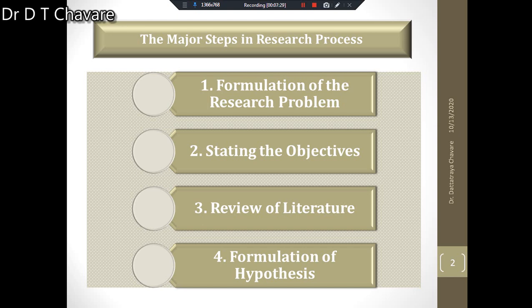For example, the title of the research should be clear. Then the objectives of the studies should be clear. It means that such type of objectives you should have to prepare. This is the second stage of the process of the research. Okay. What is the second stage? Stating the objectives. Then the next stage is review of literature.